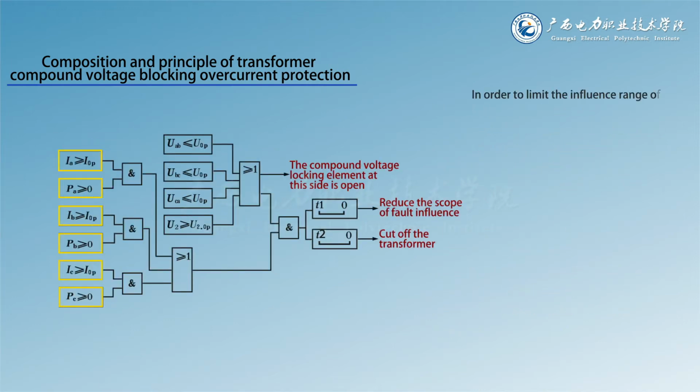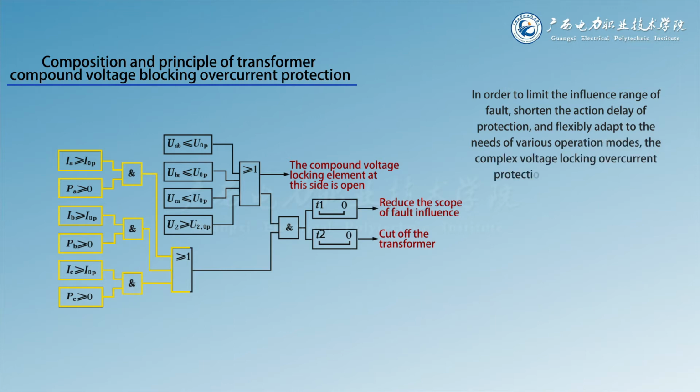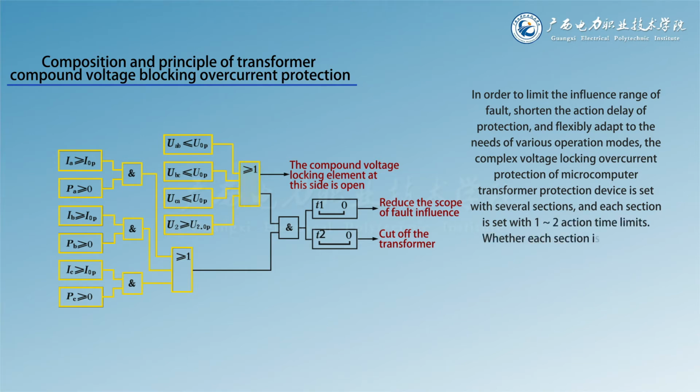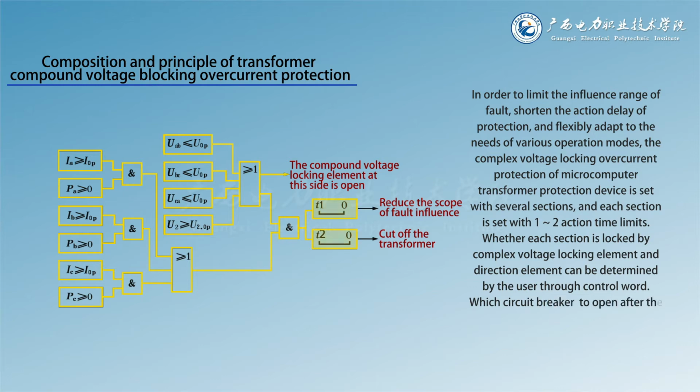In order to limit the influence range of the fault, shorten the action delay of protection, and flexibly adapt to the needs of various operation modes, the composite voltage blocking overcurrent protection of the microcomputer transformer protection device is set with several sections, and each section is set with 1-2 action time limits. Whether each section is blocked by the composite voltage blocking element and direction element can be determined by the user through a control word. Which circuit breaker to open after the protection action of each section can be set through its corresponding tripping matrix.